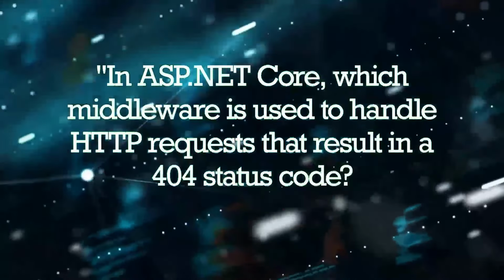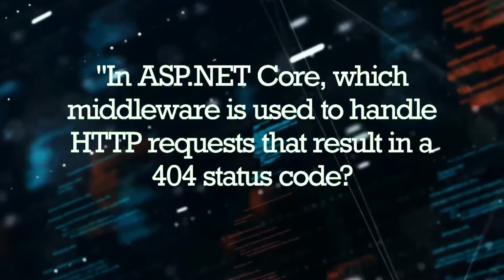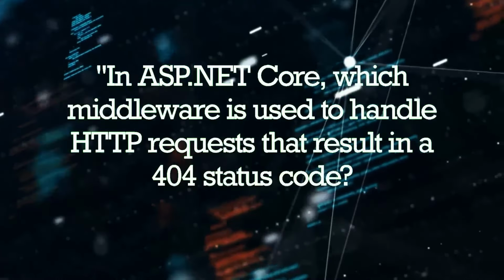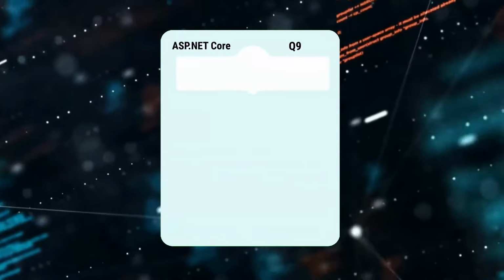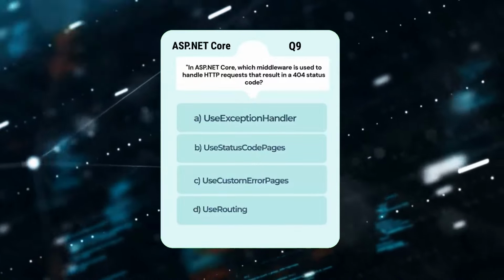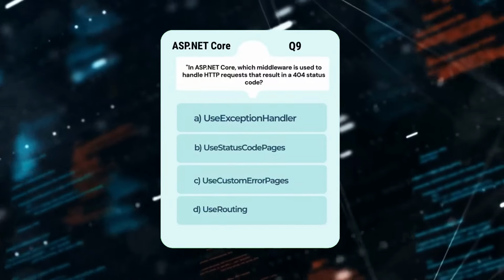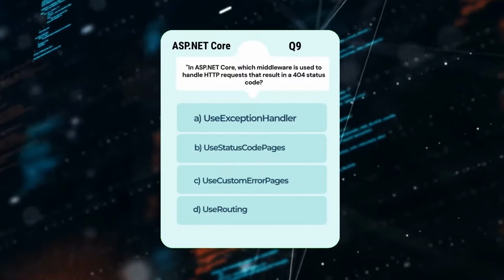In ASP.NET Core, which middleware is used to handle HTTP requests that result in a 404 status code? Options: A. UseExceptionHandler B. UseStatusCodePages C. UseCustomErrorPages D. UseRouting.